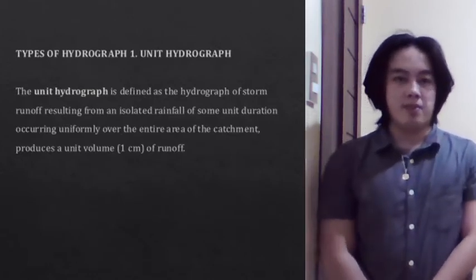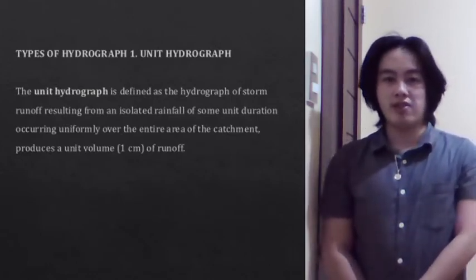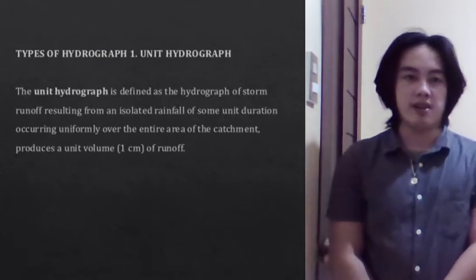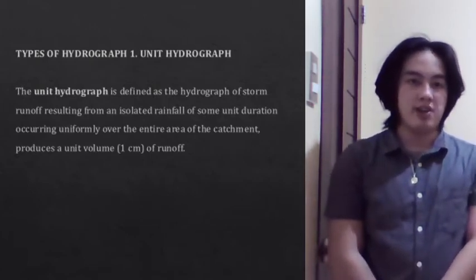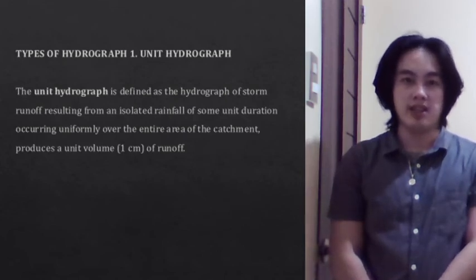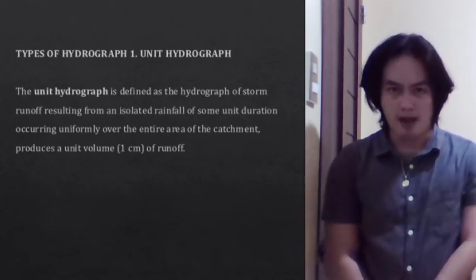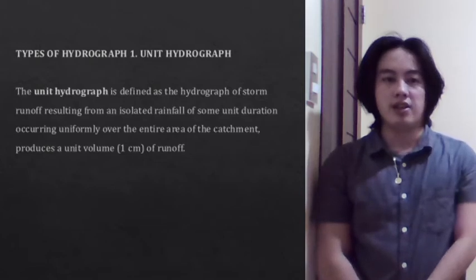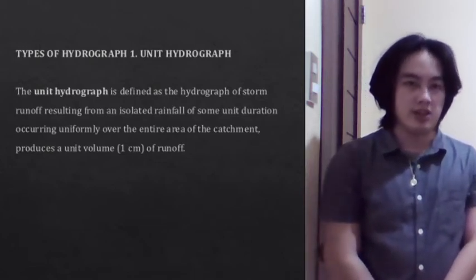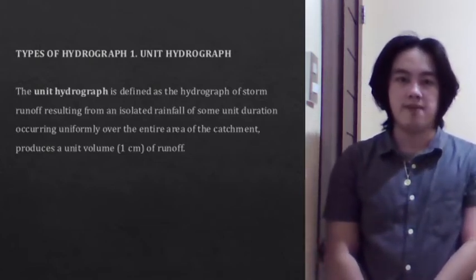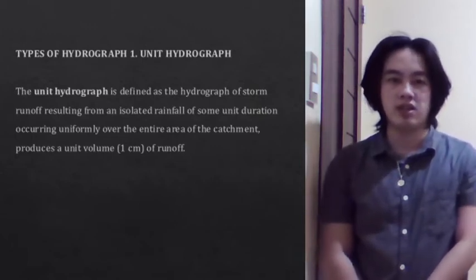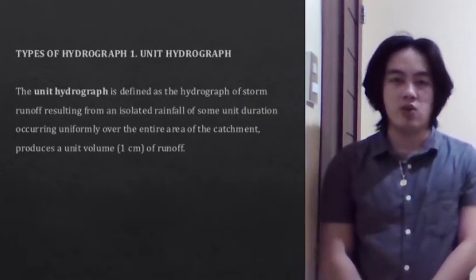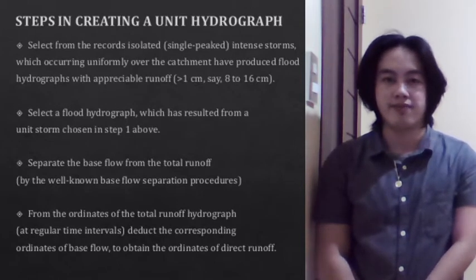The type of hydrograph, first, is the unit hydrograph. A unit hydrograph is defined as the graph of the storm runoff resulting from an isolated rainfall of some unit duration, occurring uniformly over the entire area of the catchment, so as to produce a unit volume. It has 1 cm of runoff.